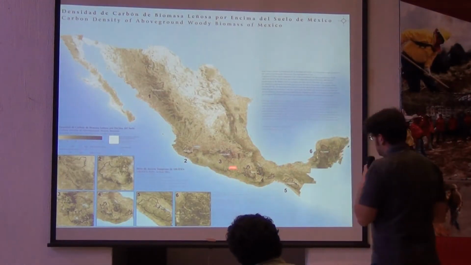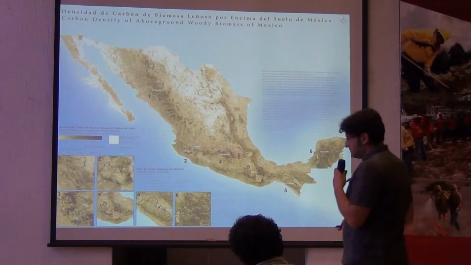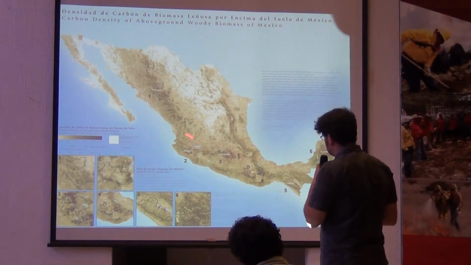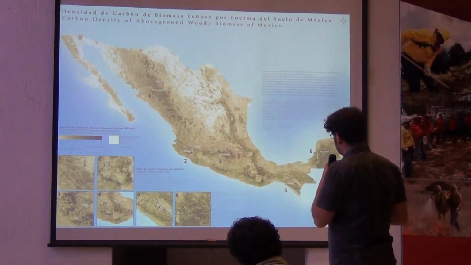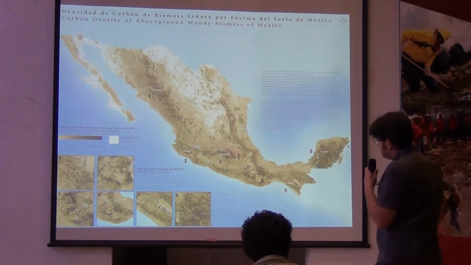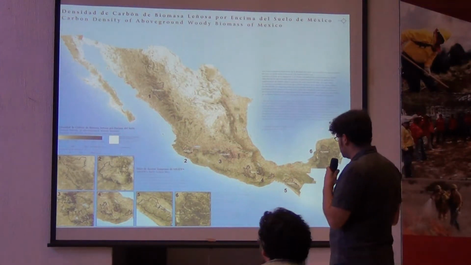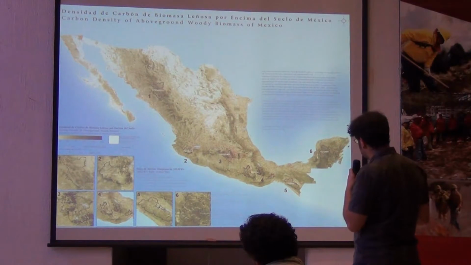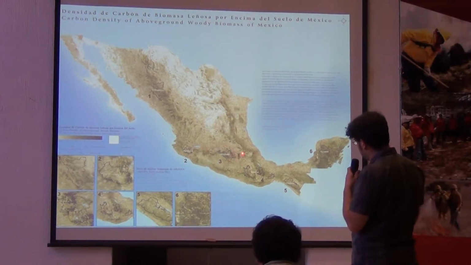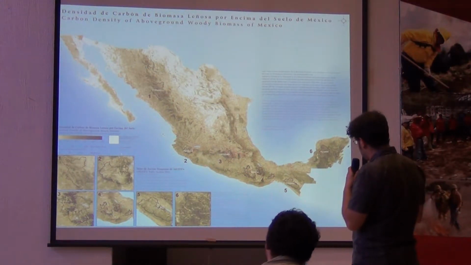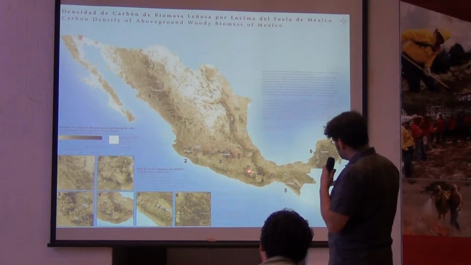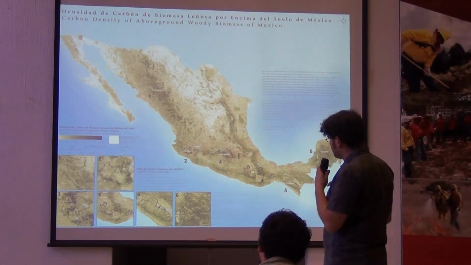So that's the biomass map that was produced for the entire country with the national prediction model. And we see a distribution that should make sense. Highest biomasses on the Yucatan and the Trans-Mexican Volcanic Belt and Oaxaca, mostly at high elevations here.